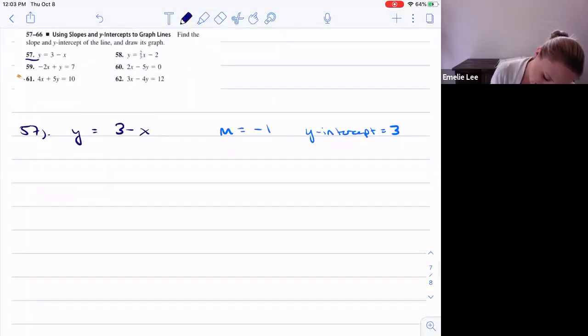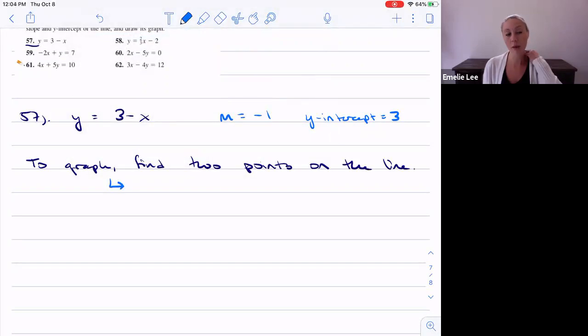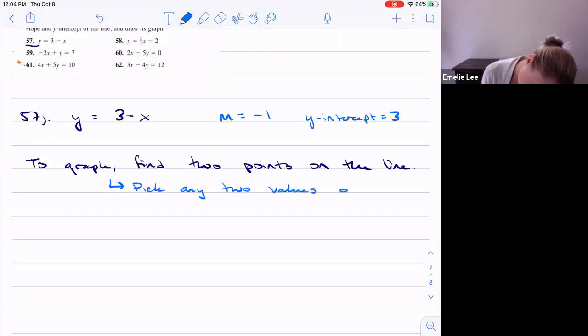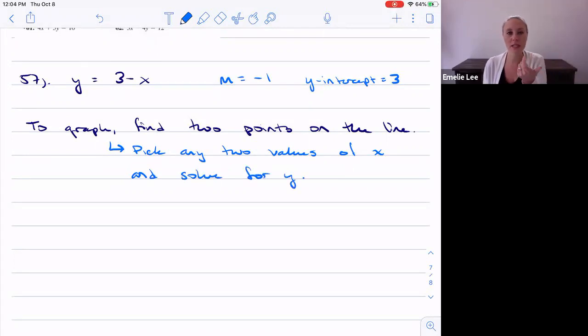So now, to graph, find 2 points on the line. To do that, just pick any two values of x, substitute them in here and solve for y. So pick any two values of x and solve for y, because we're going to need x-y pairs.